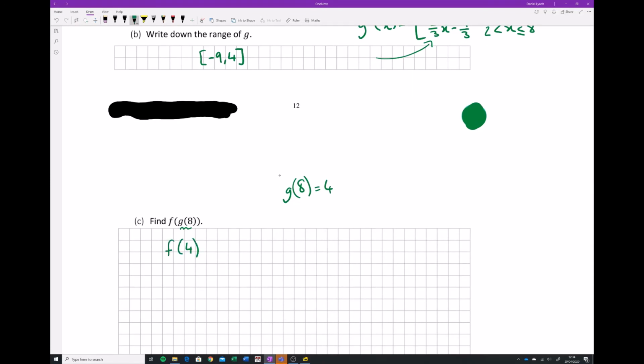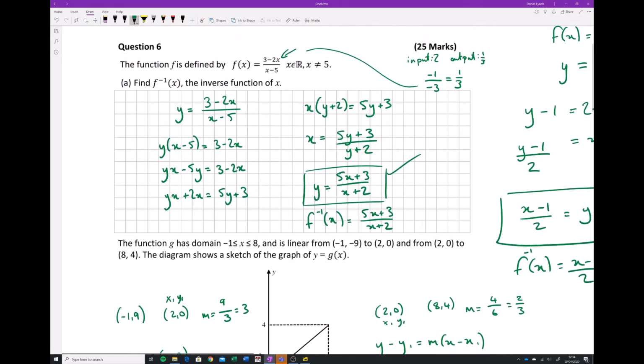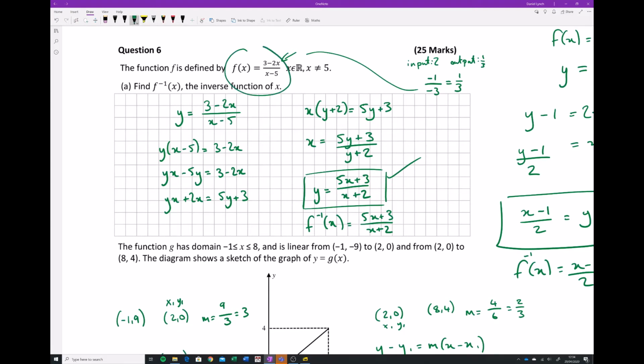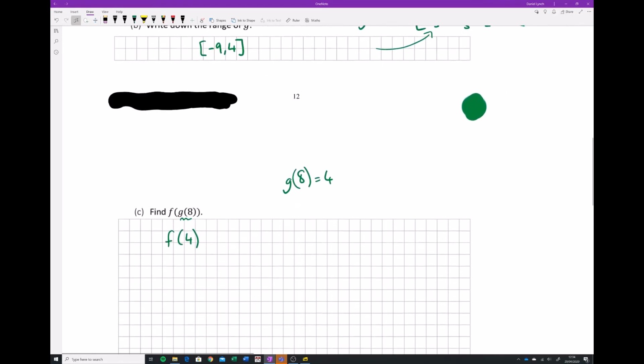As in, go to the f function and input the number 4. Now, do we have an f function? We did, there's our f function all the way back there. Am I going to memorize that? 3 minus 2x over x minus 5. That's what f of x is. And we are getting f of 4. So we're inputting 4. So 3 minus 4 goes in there. We're going to get an 8.